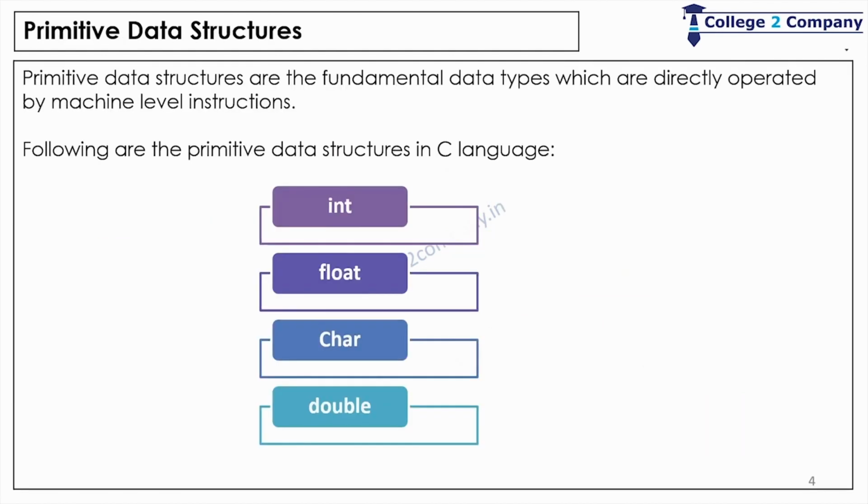The first one, primitive data structures. These are the data structures which are the fundamental data types which are directly operated by machine level instructions. For example, in C programming language, we use some of the primitive data types: int, float, char, double, boolean, etc. The syntax and meaning of all these are already defined and stored. For example, int data type stores values only in its range. It cannot store a character or a decimal value.